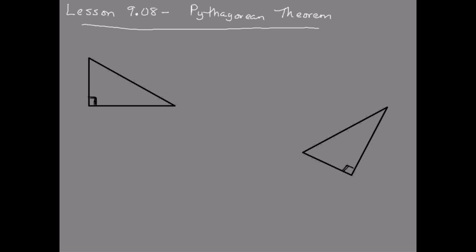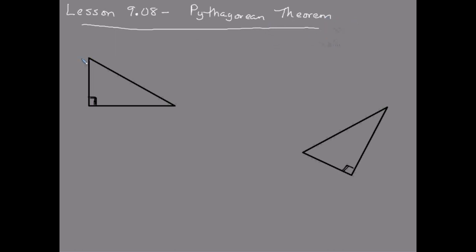9.8, the Pythagorean theorem. Now the Pythagorean theorem describes the relationship between the legs and the hypotenuse of a right triangle, or the sides of the right triangle. And credit has been given to Pythagoras, a Greek mathematician, for hundreds and hundreds of years, but it was discovered that actually the Chinese came up with the Pythagorean theorem several hundred years before Pythagoras did. Of course, they didn't call it that.